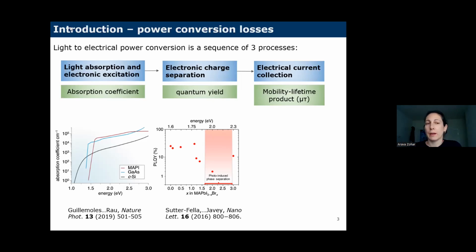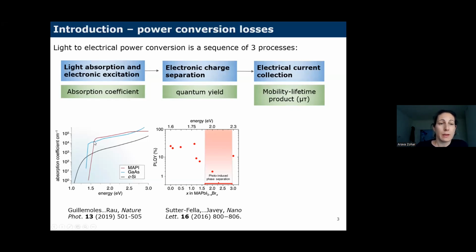The common way that I think most papers today present to evaluate the light absorption process is to measure the absorption coefficient. I'm showing here one figure, but I guess many papers show those figures of a comparison of two well-known technologies such as crystalline silicon and gallium arsenide compared to methylammonium lead iodide. And as you can see from the absorption coefficient, first of all, the methylammonium lead iodide is well tuned to the optimum of the solar spectrum, which is somewhere around here.